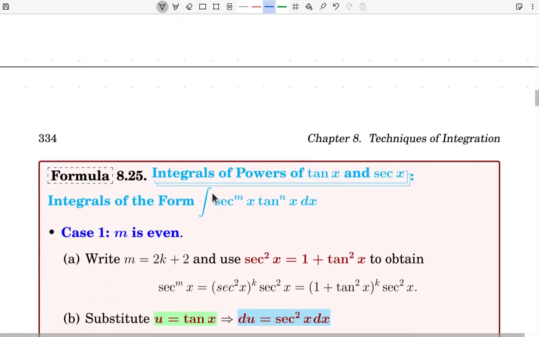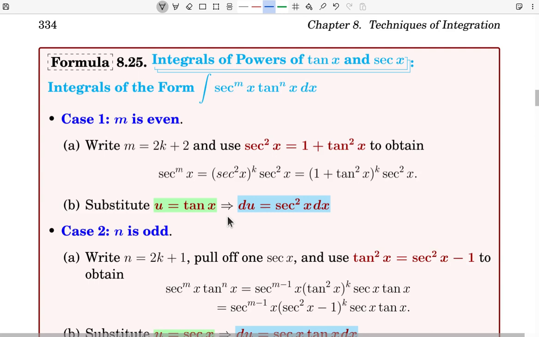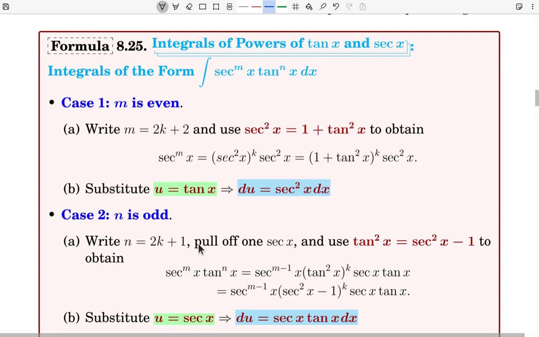Okay, now secondly, we'll try to evaluate integrals of powers of tangent x and sec x given in this form. Also, we have 3 cases. Don't try to memorize these cases. Just the basic idea. The key idea is that we'll substitute u equal tangent x or u is sec x.